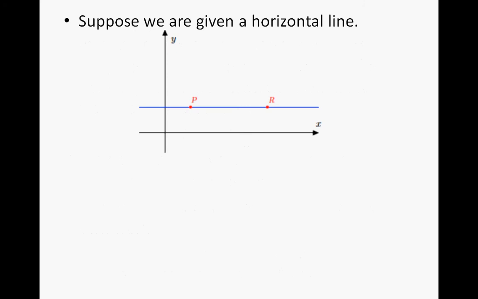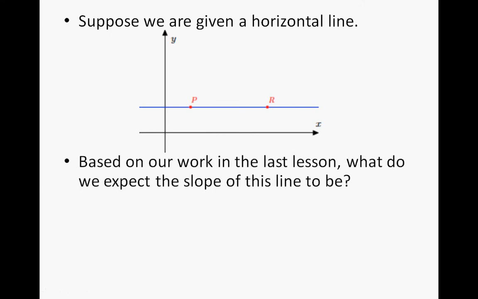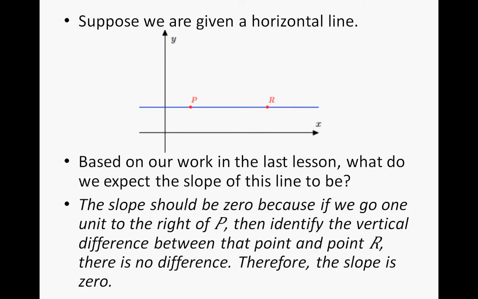All right, suppose we are given a horizontal line. So here we have a line, and P and R are on the line, and this line is horizontal. Based on our work in the last lesson, what do we expect the slope of this line to be? Well, hopefully you said the slope should be 0, because if we go 1 unit to the right of P and identify a vertical difference between that point and point R, there is no difference, therefore the slope is 0. If we move 1 unit, there is no vertical difference, so therefore it's 0.